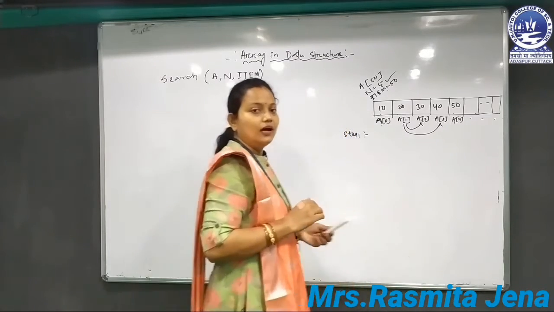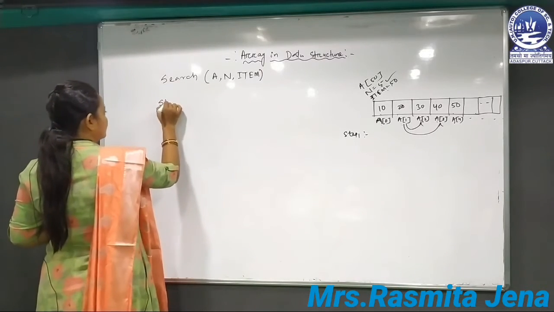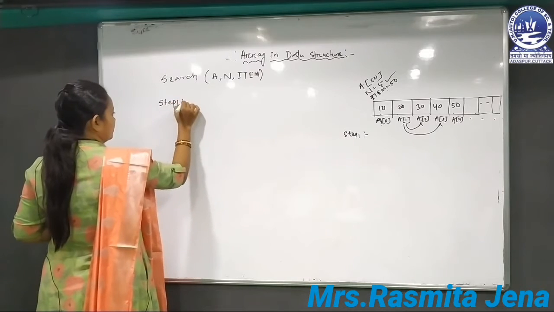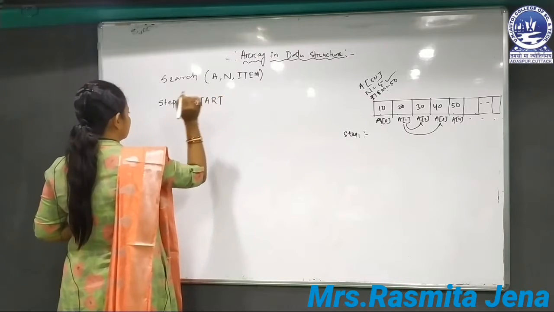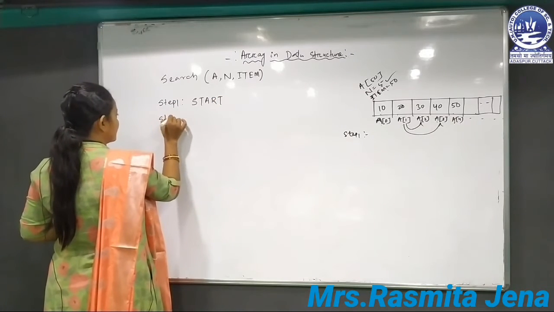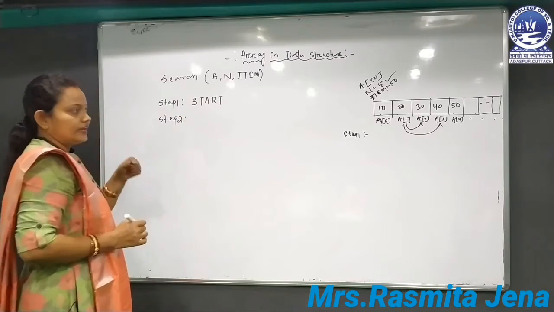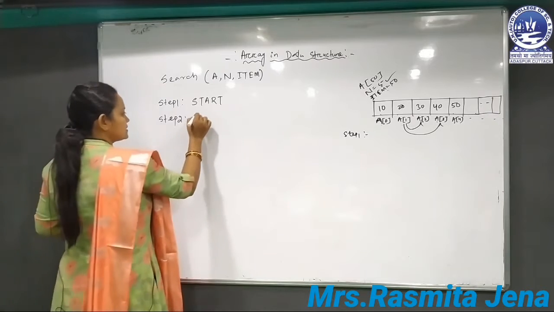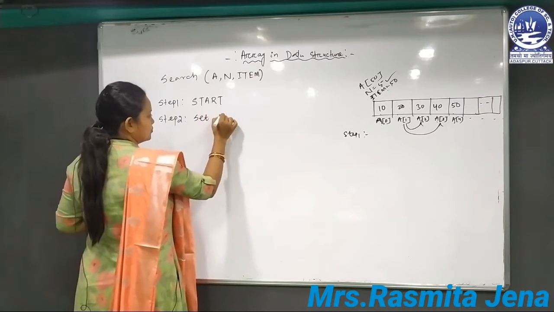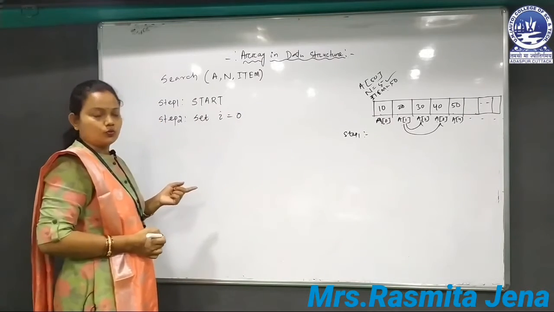That means in this case we will return 4, that is the current value of the counter variable. Let us see the algorithm. In step 1, according to the rule of the algorithm, we must write the start keyword for the start of the algorithm, then step 2. In step 2, we will initialize the counter variable, suppose our counter variable I equals 0.